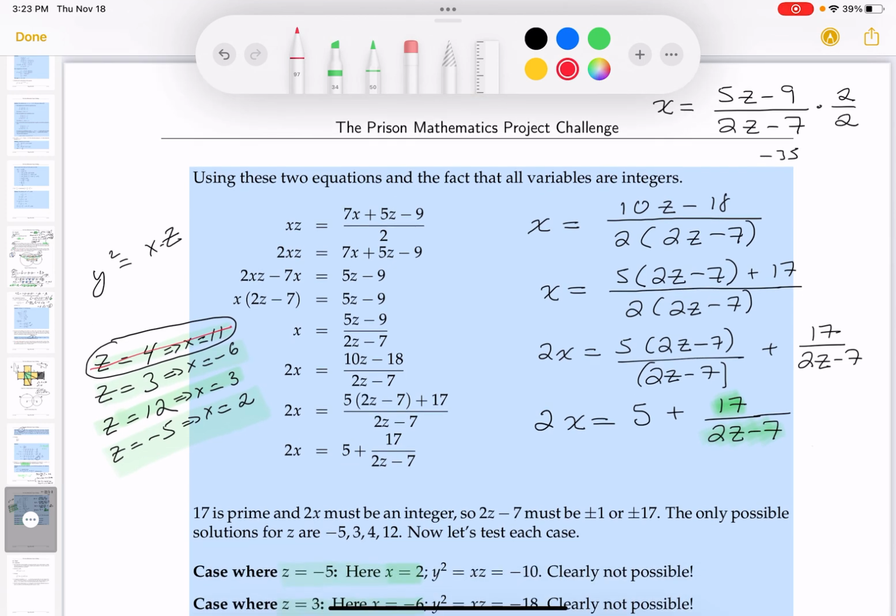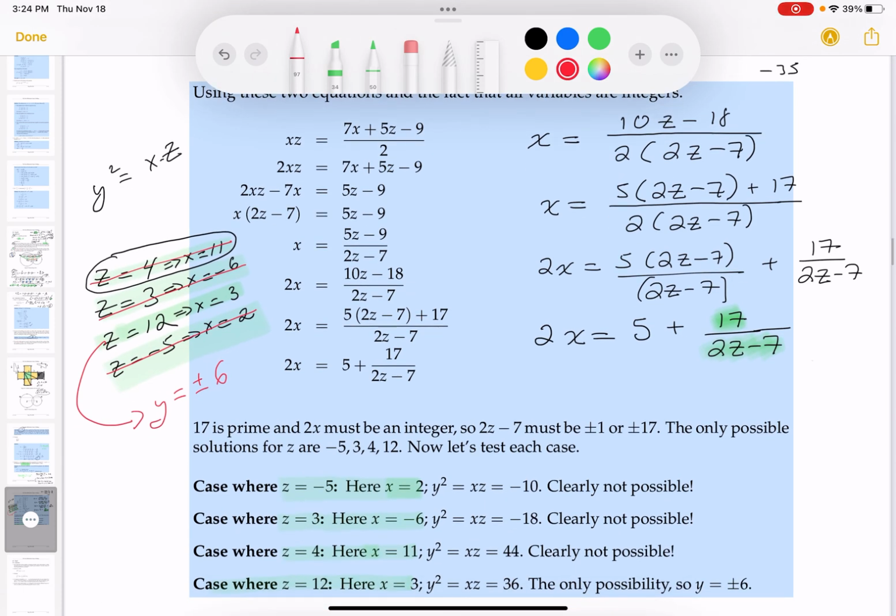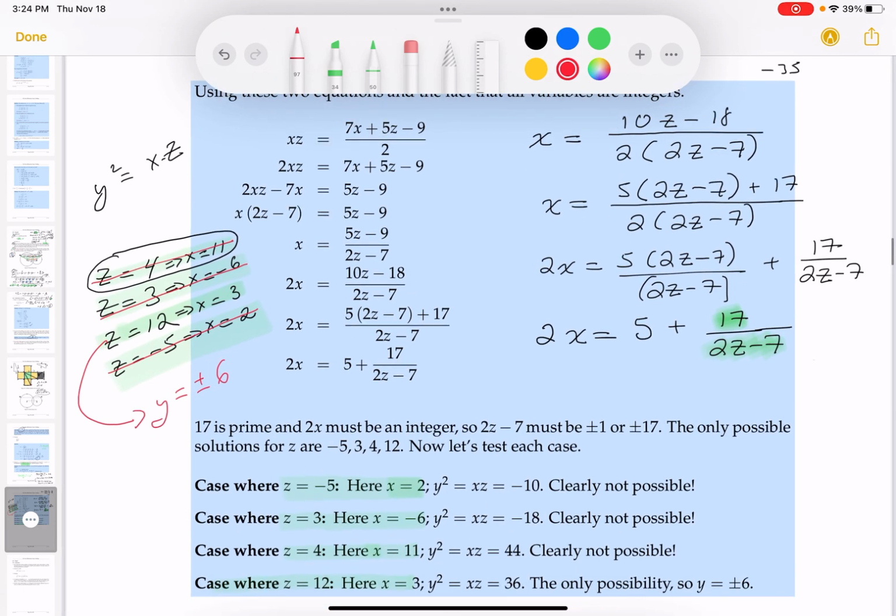The next one, xz is minus 18. There's no integer that will produce that. Now, the next one is 12 times 3. 12 times 3 is 36, and there is an integer that will produce that. The integer would be y equals plus or minus 6. Now, this one over here also is not a possibility. So now I have some possibilities, and let me write them down for you. I'll just put them in black for you. And the possibilities are these over here.